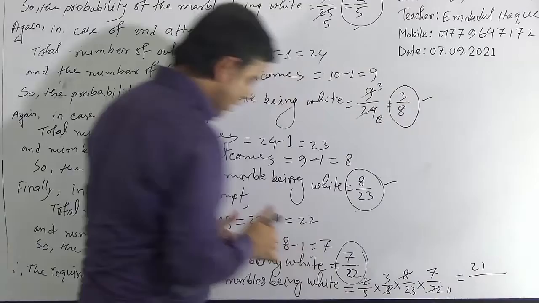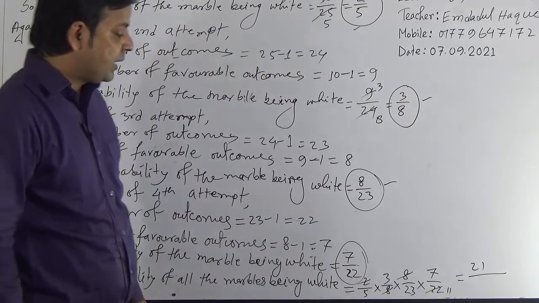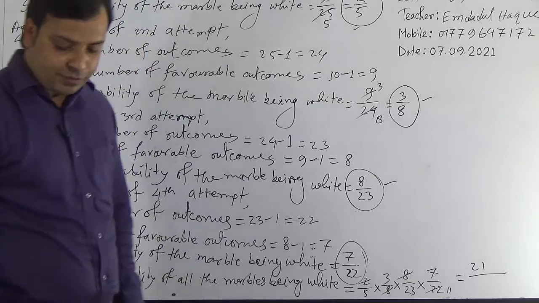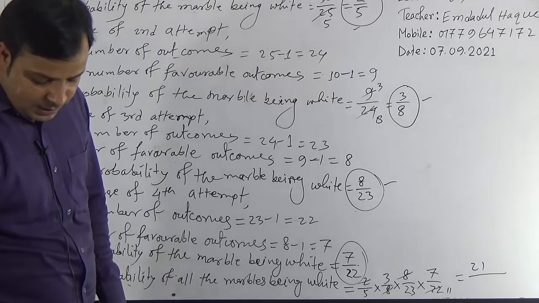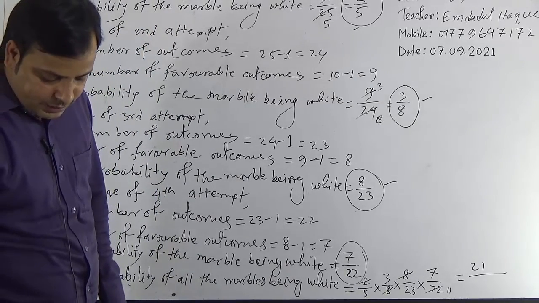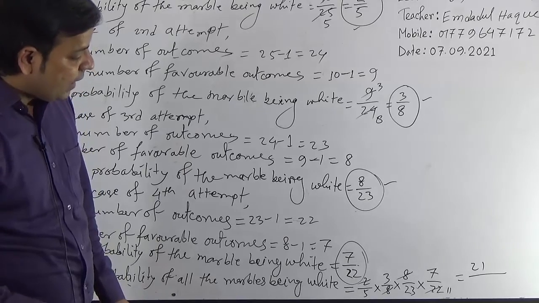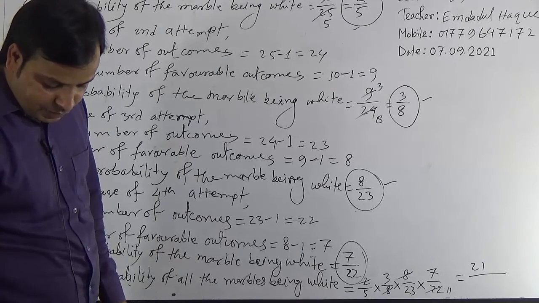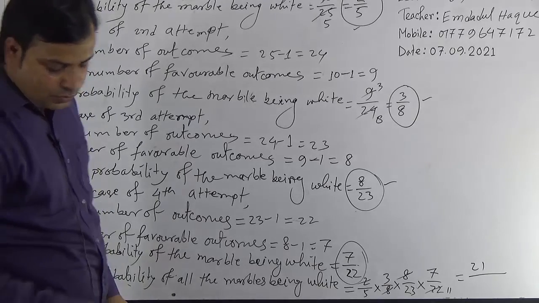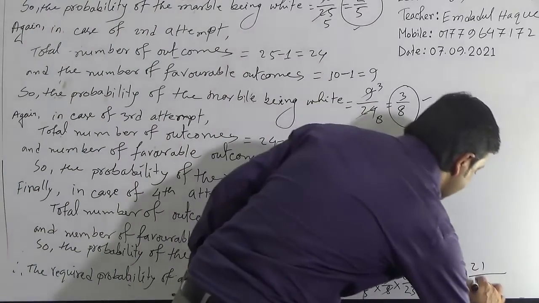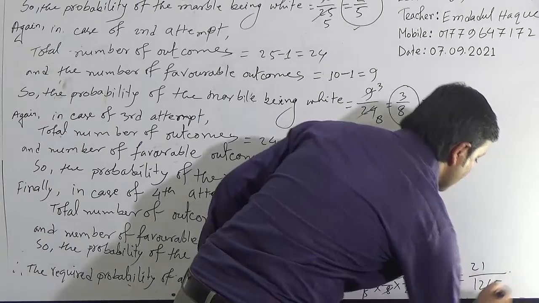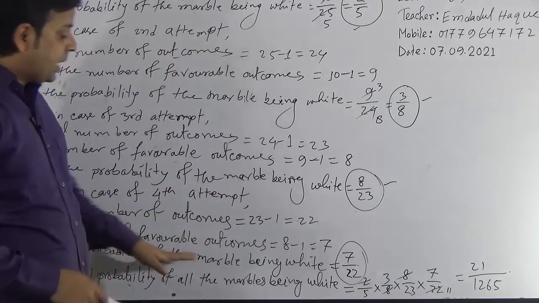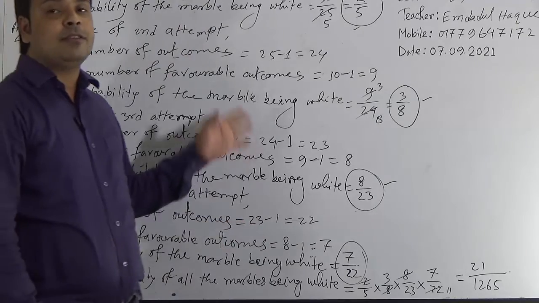And what will be the product of 5, 23 and 11? Take the product of 5, 11 and 23, you will get the denominator, and that will be 1265. So this is the required probability of all the marbles being white in 4 attempts.